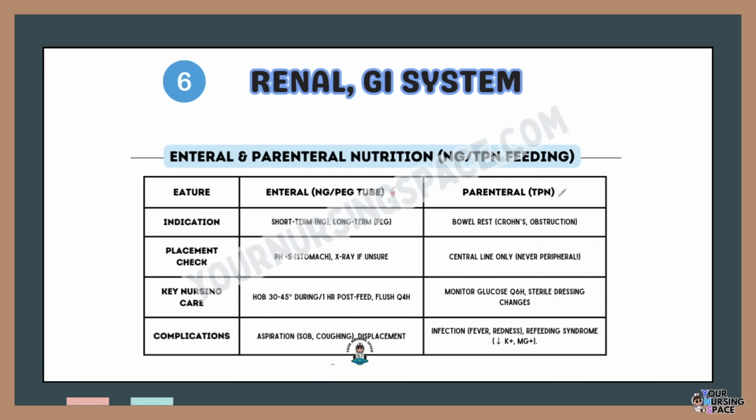Since TPN is high in glucose, monitor for hyperglycemia and never stop TPN suddenly. Wean it off slowly to prevent hypoglycemia. If TPN runs out, hang dextrose 10%, D10W, to prevent a drop in blood sugar.